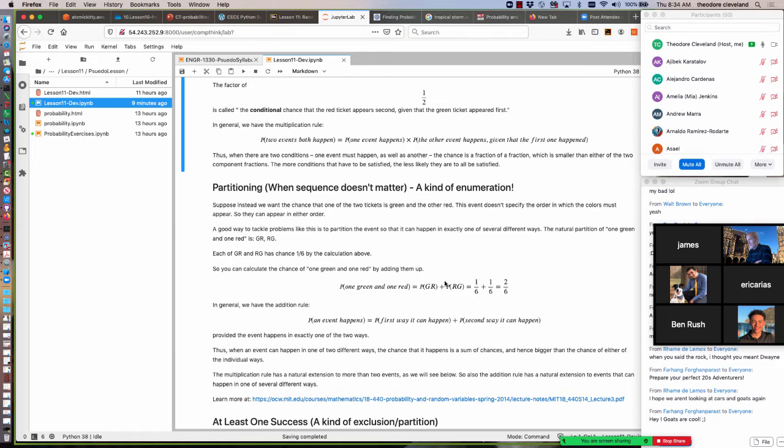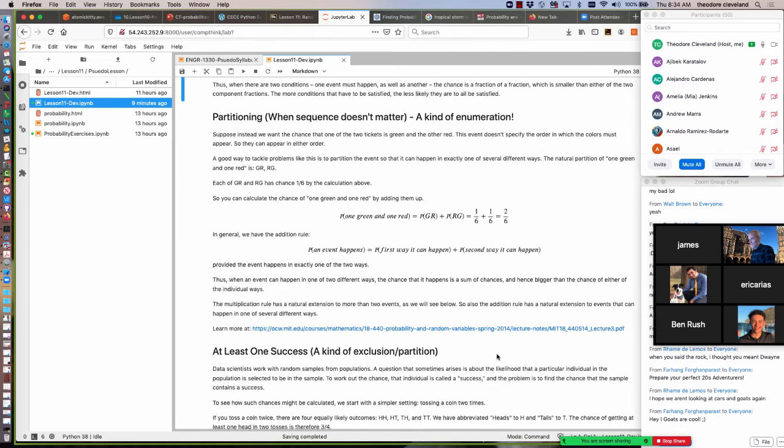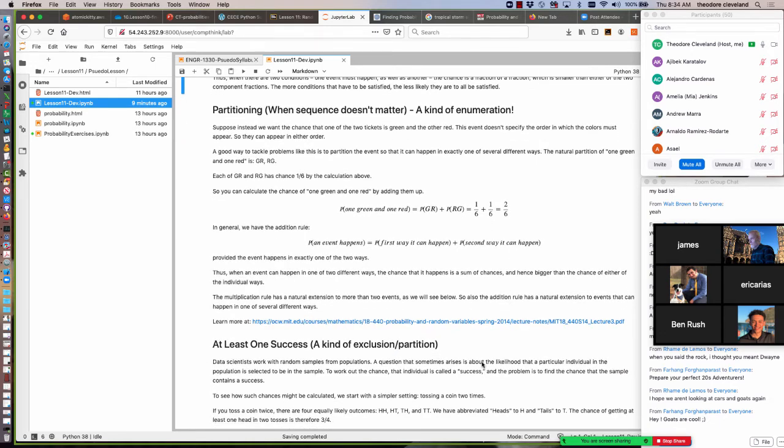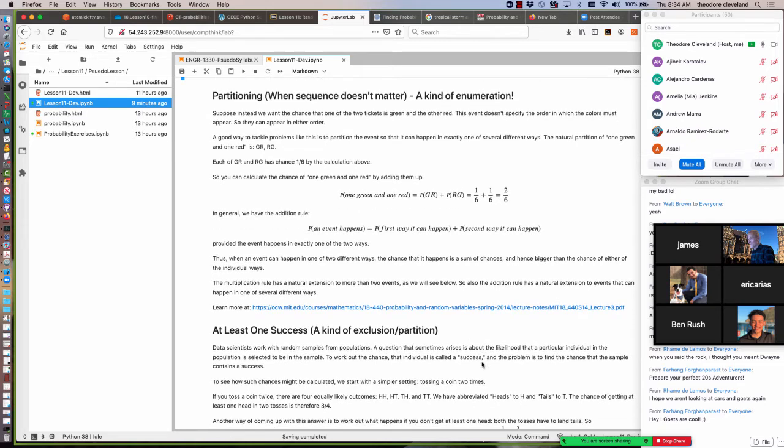So an event can happen in one of two different ways. The chance it happens is a sum of chances, and hence bigger than the chance of either of the individual ways. The multiplication rule has a natural extension to more than two events, and we'll look at that below. And the addition rule also can extend to events that happen in more than two ways.